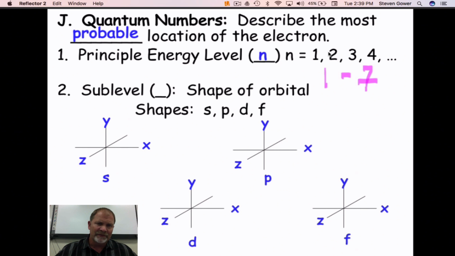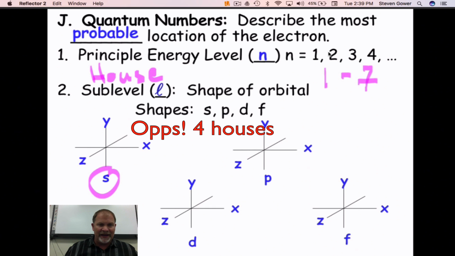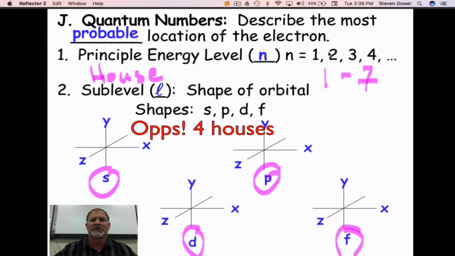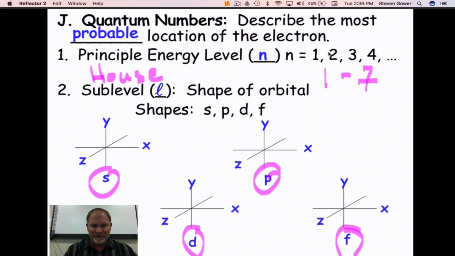The second quantum number is represented by the letter L, and this is my sublevel, also called subshell. In our analogy, this was the house. So we had the S, the P, the D, and the F. Those are the possible houses. The only shapes I wanted you to know: S was a sphere, and P was a figure 8. Those are the only 2 shapes I wanted you to actually know.